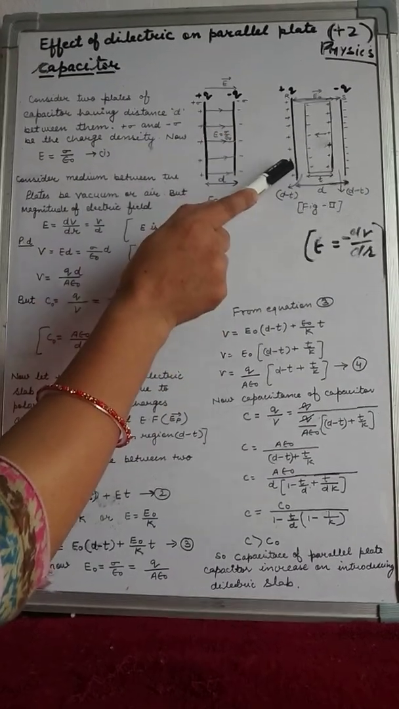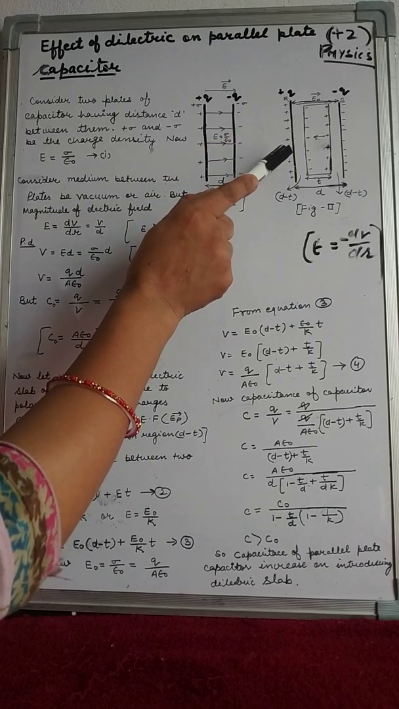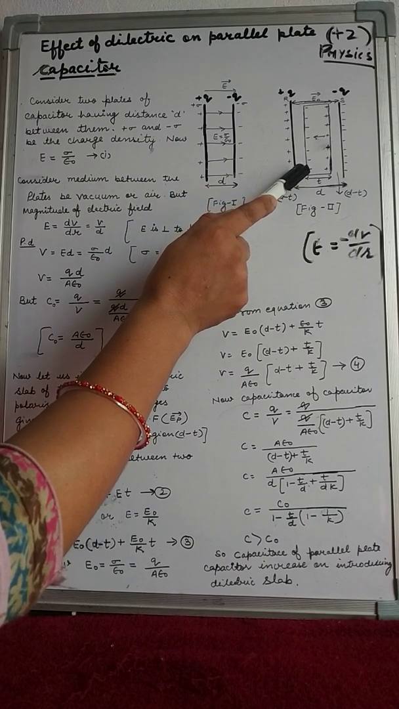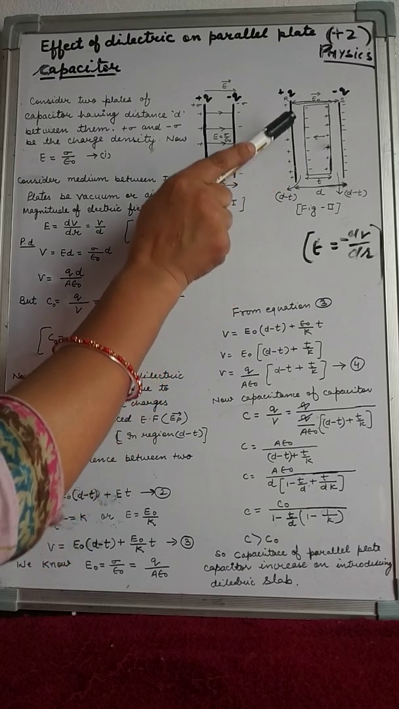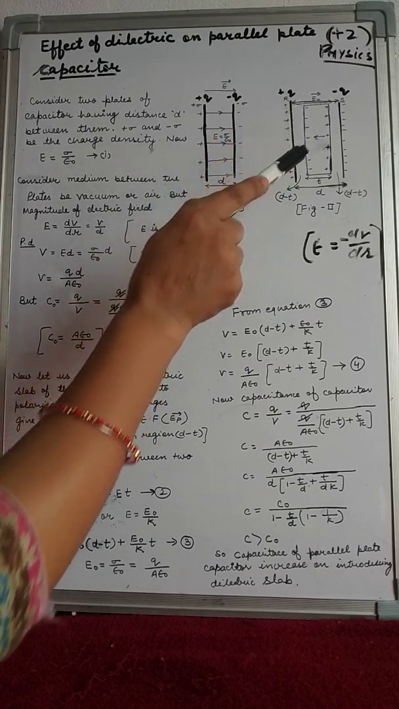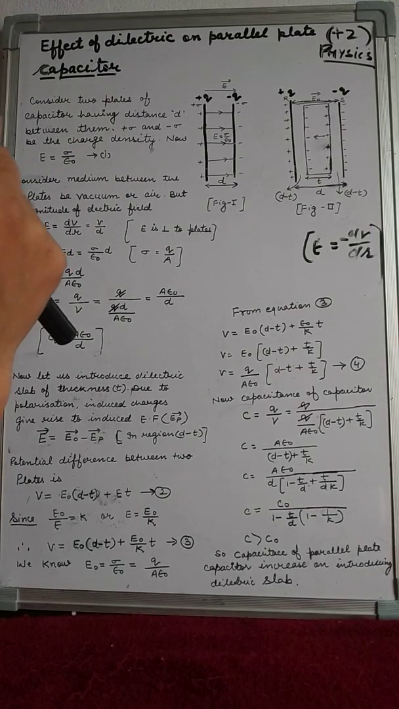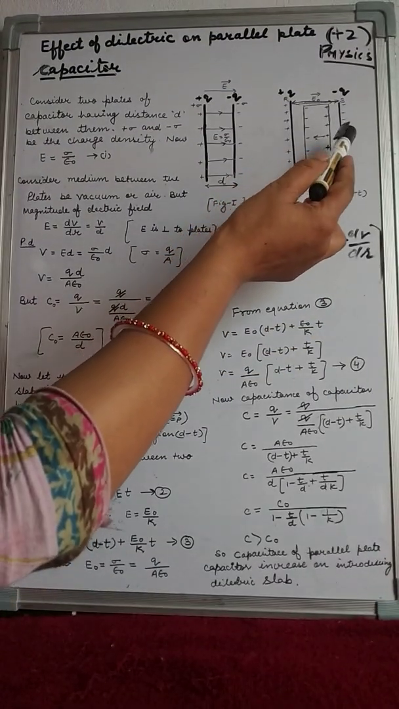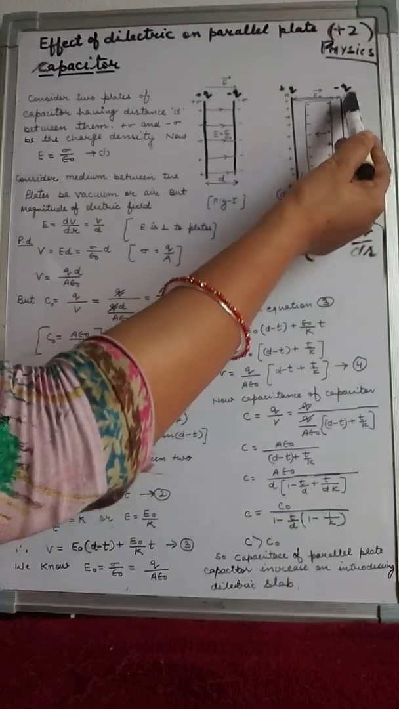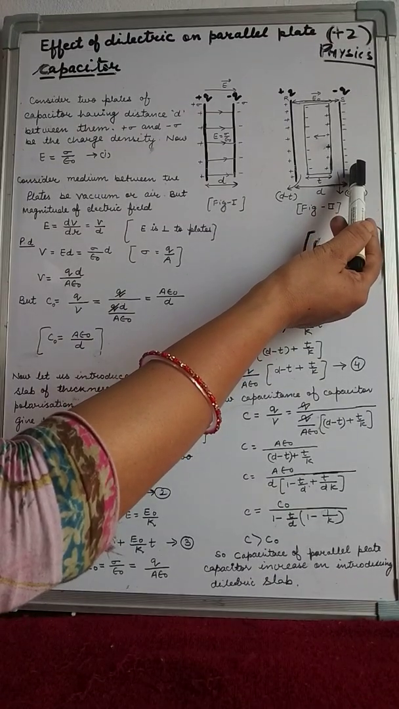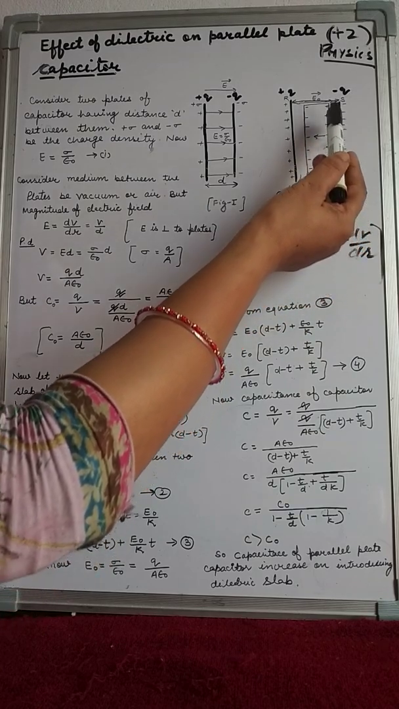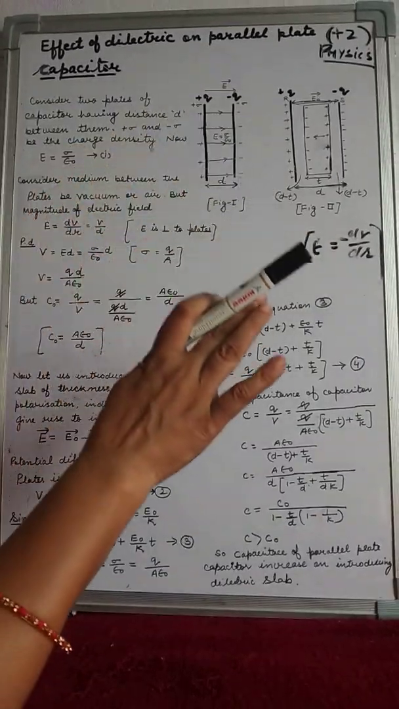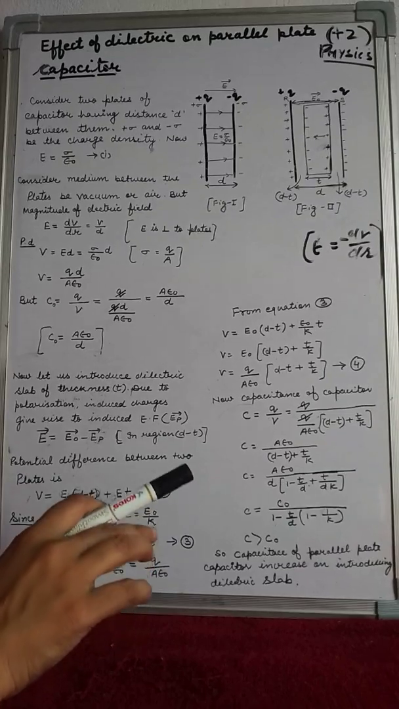When we put that material in between the two plates, equal and opposite charges will develop on the opposite faces. On the side where the charge on the plate is positive, the charge on the dielectric will be negative. This is due to polarization. On the side where the plate is negative, positive charges will be induced on the dielectric. So the total value of the electric field will be reduced.